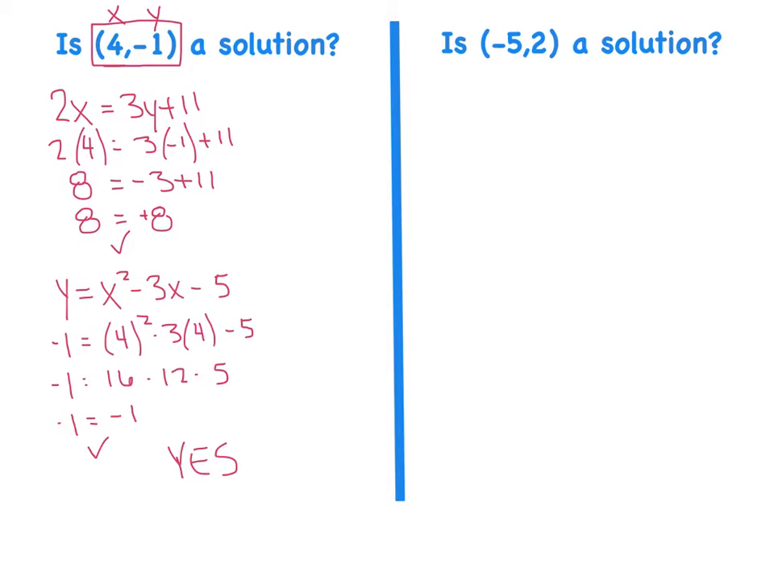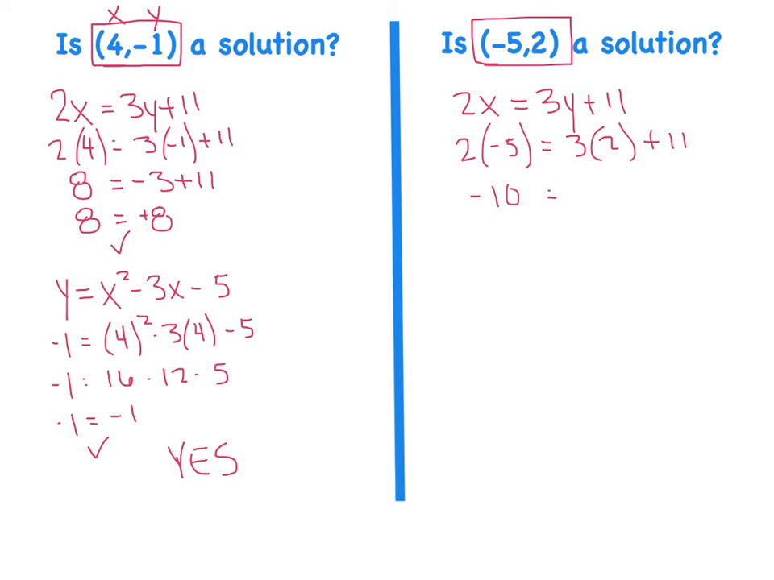Now on the other side, let's test that same process. Is (negative 5, 2) a solution? So we'll start with the linear function. Whoops, that should be an equal sign right there. 2x equals 3y plus 11. So let's say 2 times negative 5 equals 3 times 2 plus 11. Negative 10 equals 6 plus 11. Or in other words, does negative 10 equal 17? And I'm going to say no. And right there, as soon as it doesn't satisfy the linear, don't even waste your time checking the quadratic. We'd say that (negative 5, 2) is not a solution.